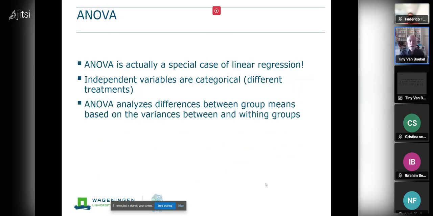Then ANOVA is frequently applied, analysis of variance, and I don't know if you ever realized that, but ANOVA is actually only a special case of linear regression, with the difference that the independent variables are categorical, like one treatment, second treatment, or a third treatment. So they are not continuous variables, but they are categorical. And what ANOVA then does is it analyzes the differences between the group means in each category, and it compares the variances between and within groups.